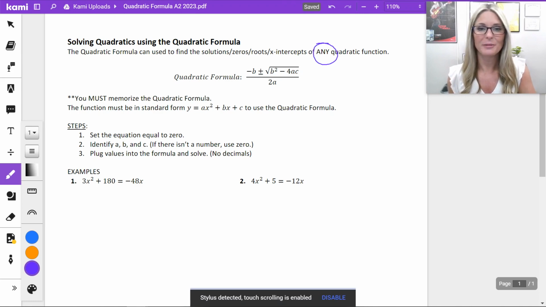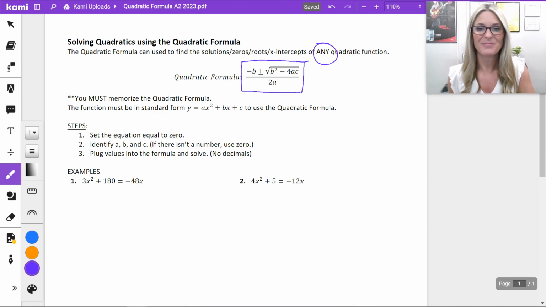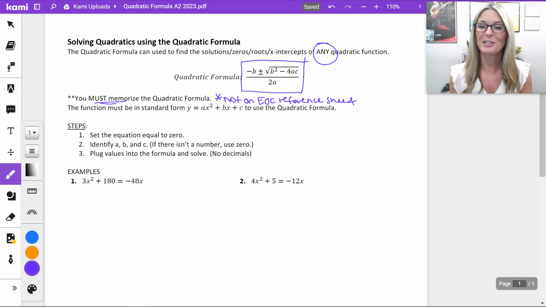So, our quadratic formula here: negative b plus or minus the square root of b squared minus 4ac, all over 2a. It is a mouthful. It is not on our reference sheet, so you need to memorize it. I'm going to give you a couple different ways to memorize it. Most notably is my favorite quadratic formula song, and I'll be sure to link that and share that with you in class.